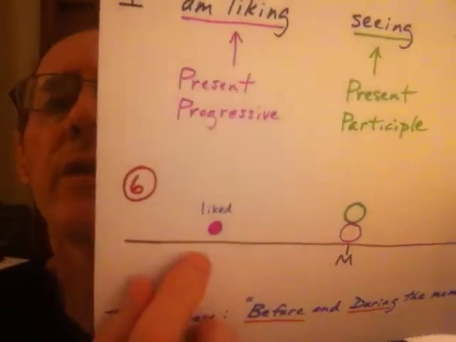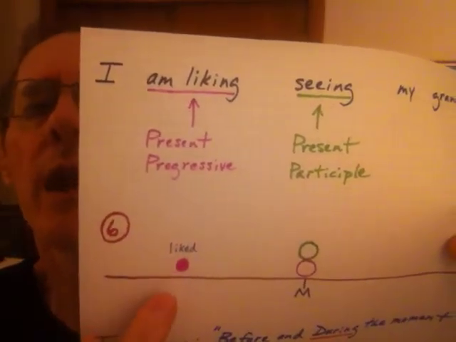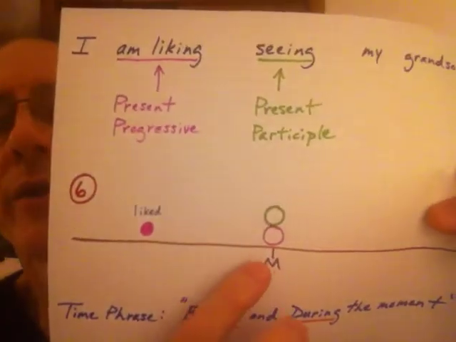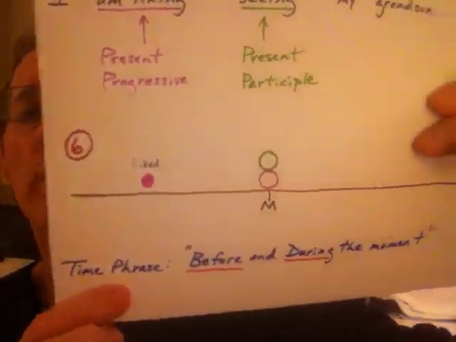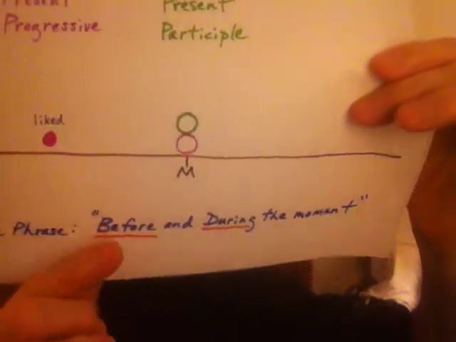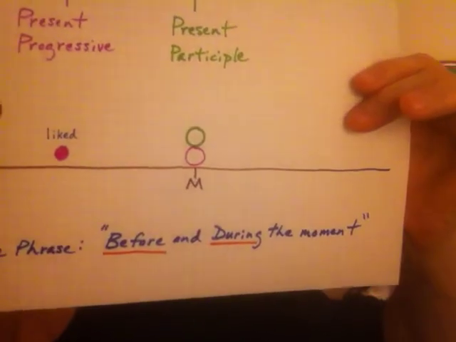So then the suggestion is given on your timeline, but the liking and the seeing, essentially, are still at the moment of speech. So your time phrase then would suggest before and during the moment. Before and during the moment. Okay? I hope that made sense.